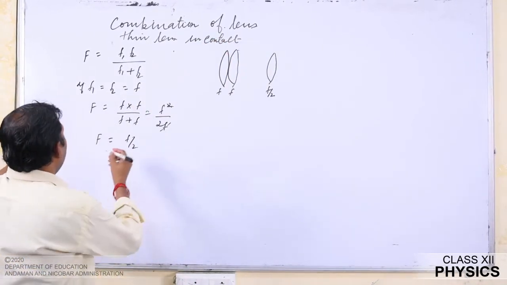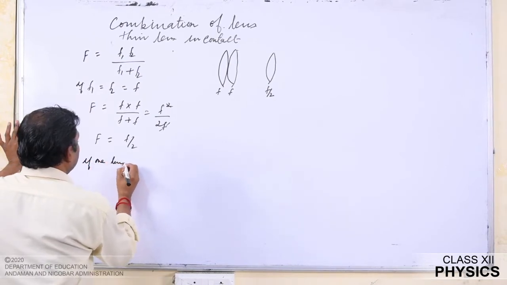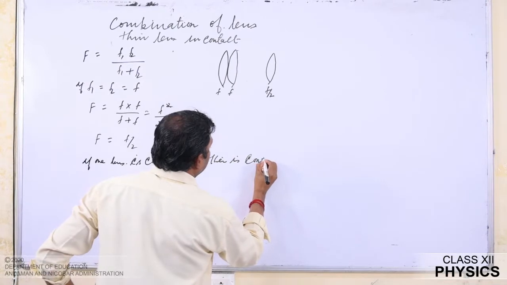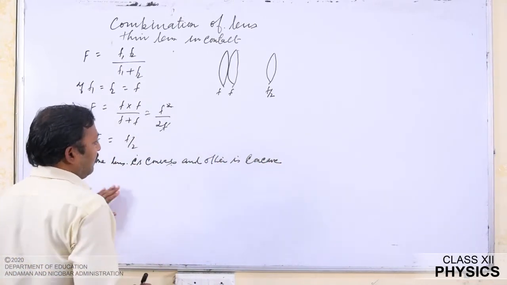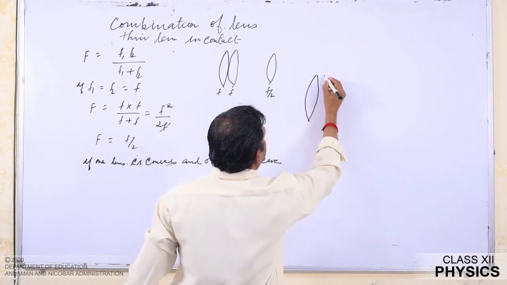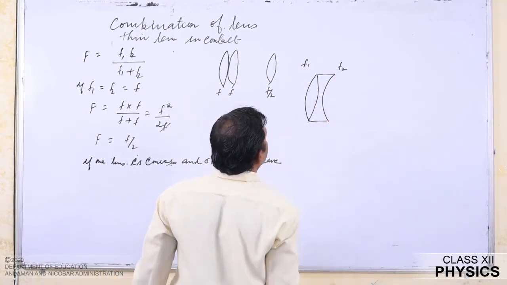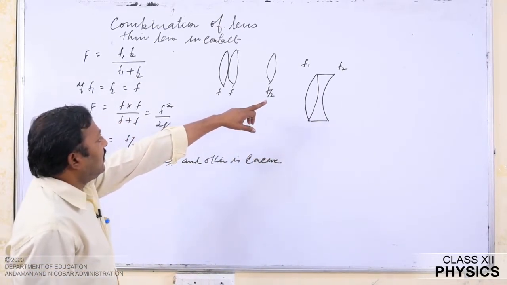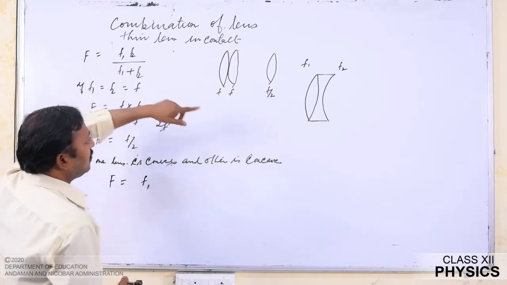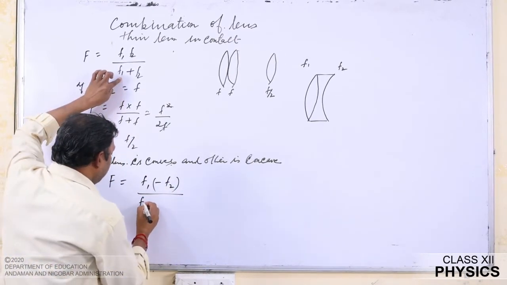Now, if one of the lenses is convex and the other one is concave, let us see what will happen in that case. We know that for a concave lens the focal length is negative and for a convex lens the focal length is positive. Let us suppose that the first lens is convex and the second one is concave. Here I am naming the focal length of the first lens as F1 and of the second lens as F2. So, the focal length of the convex lens I took as F1 and for the concave lens as F2. So, here the formula becomes F is equal to F1 multiplied by, for the concave lens the focal length is negative, so we have to write here minus F2, divided by F1 minus F2.